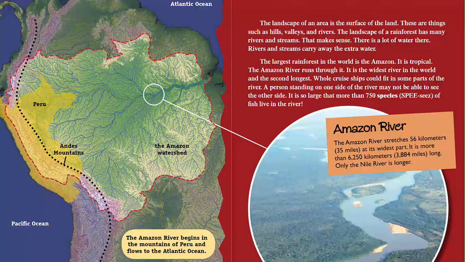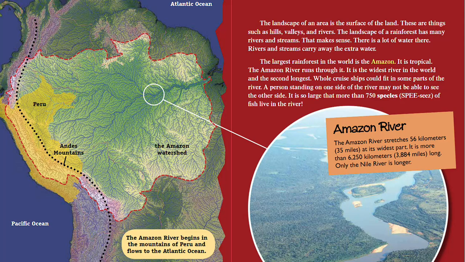The largest rainforest in the world is the Amazon. It is tropical. The Amazon River runs through it. It is the widest river in the world and the second longest. Whole cruise ships could fit in some parts of the river. A person standing on one side of the river may not be able to see the other side. It is so large that more than 750 species of fish live in the river.